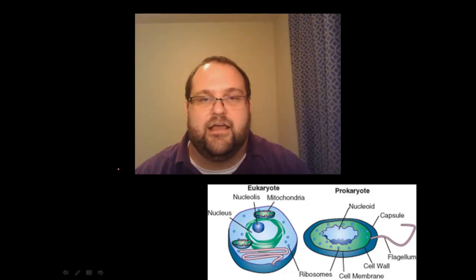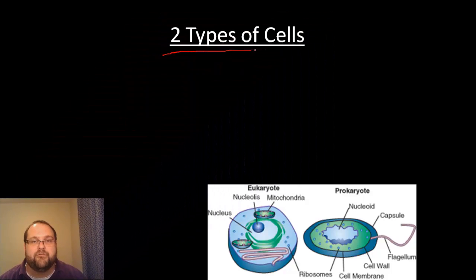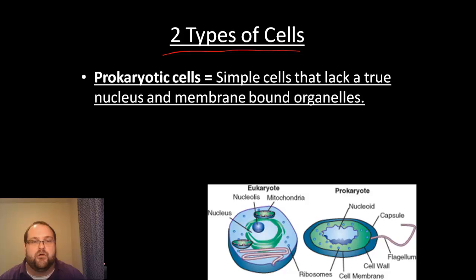So I discussed before, there are 2 types of cells. There are what we call prokaryotic cells, and these are simpler cells that lack a true nucleus. Actually, pro means before, and karyote means nucleus. So these cells were around evolutionarily before a nucleus. So these cells lack a true nucleus, and they also don't have membrane-bound organelles. So any organelle that has a membrane around it, they're going to lack.